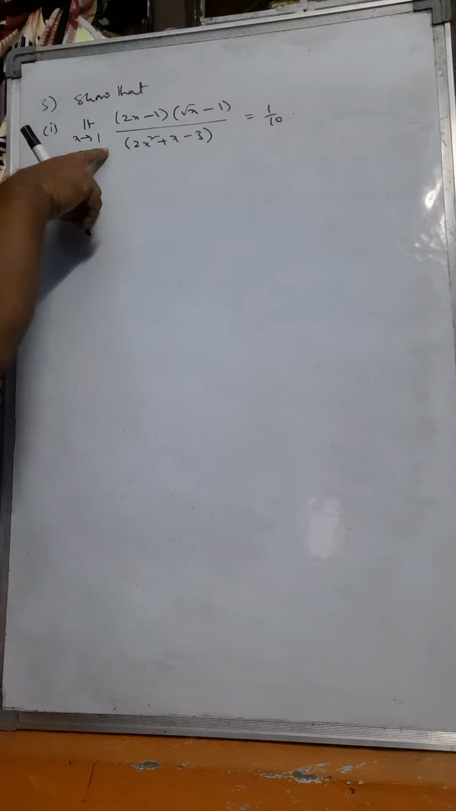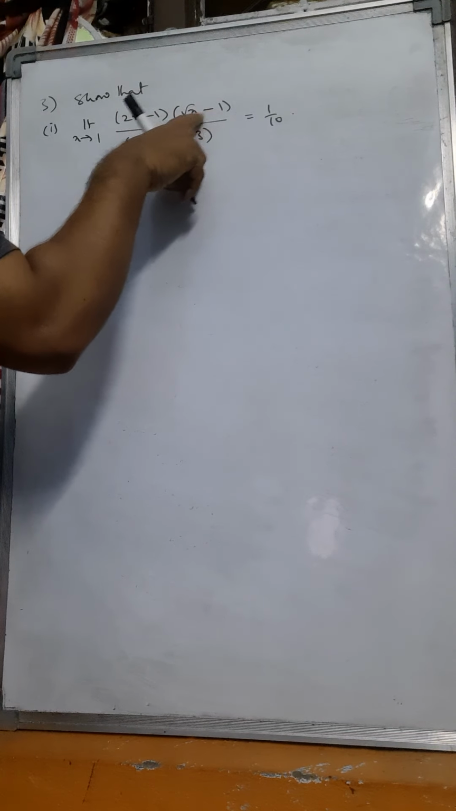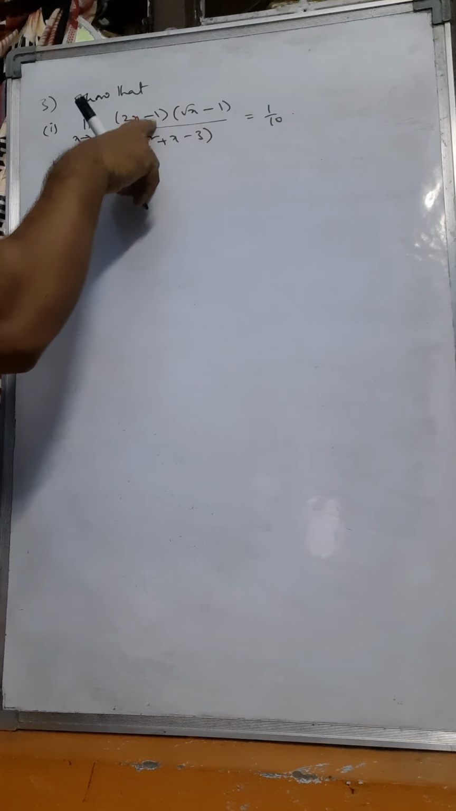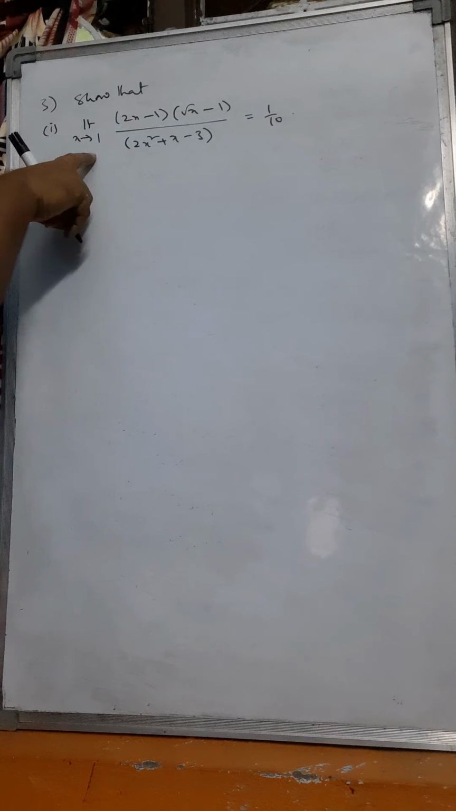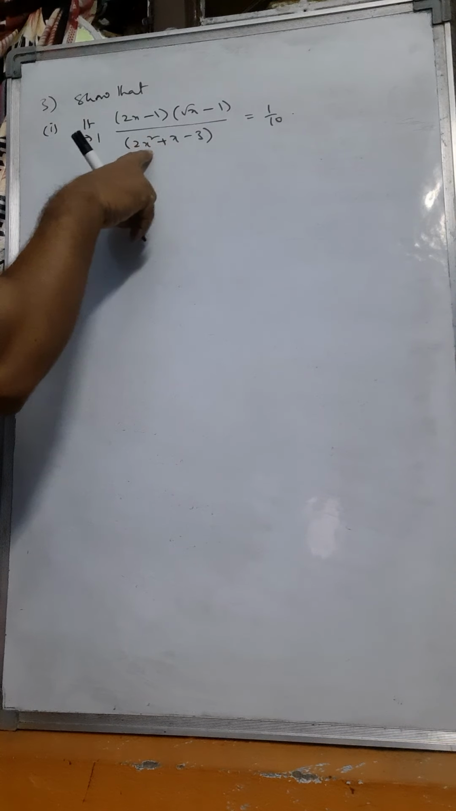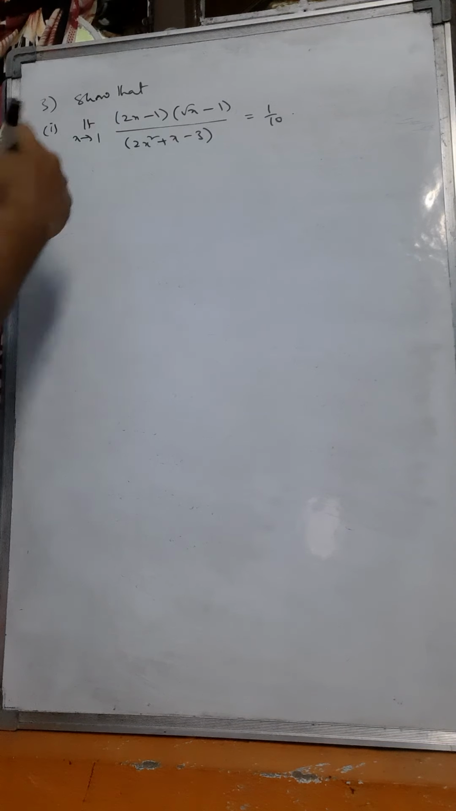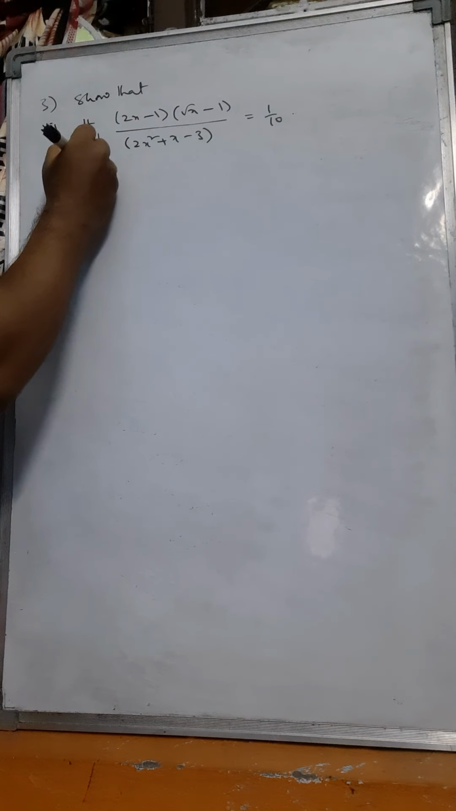So if you put x equal to 1, root 1 means 1, 1 minus 1, 0. So 0 into something, 0. So in the denominator, 2 into 1 square means 2, 2 plus 1, 3, 3 minus 3, 0. So which is in the form of 0 by 0 form.